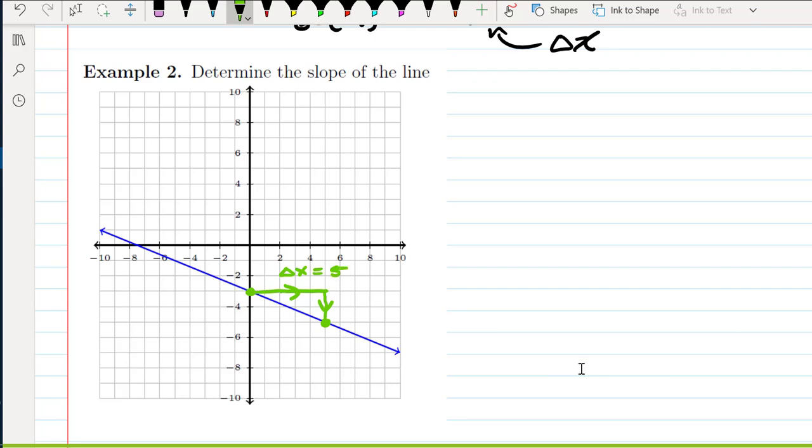And then I would go 1, 2. But since I went down, the y direction is negative, that would make my delta y -2. So then my slope would be the change in y over the change in x, which is -2 over 5, or -2/5.